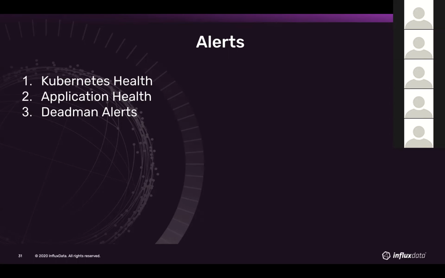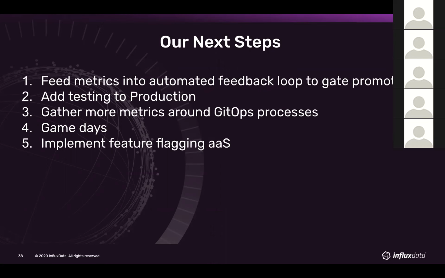Okay, so what are we working on? We're working on that automated feedback loop right now. I think what we'll see is the Istio metrics will actually kick in to block at a phase. We're adding what we call testing in production. So what we want to do is do a deploy, run some smoke tests, and then use the results of those smoke tests to block deployment to the next phase if we need to. We need a lot more metrics around our GitOps processes ourselves. We're going to implement game days, and this is practicing breaking production, literally breaking production, and then practicing getting it back online.